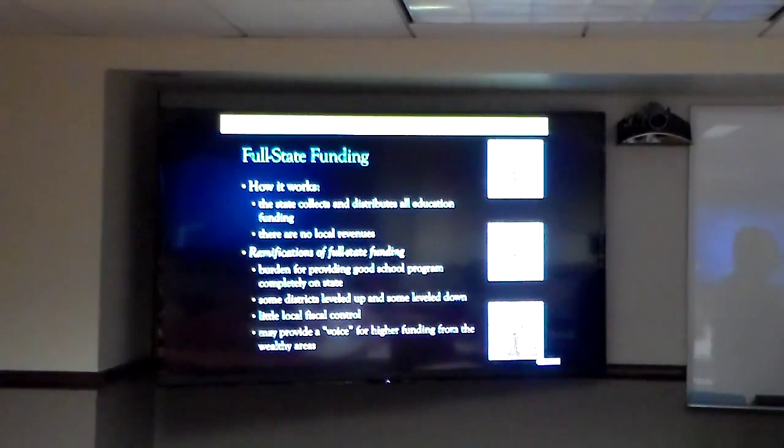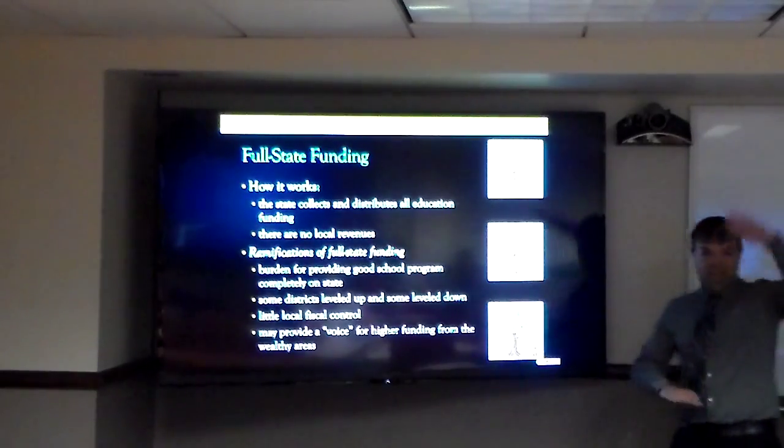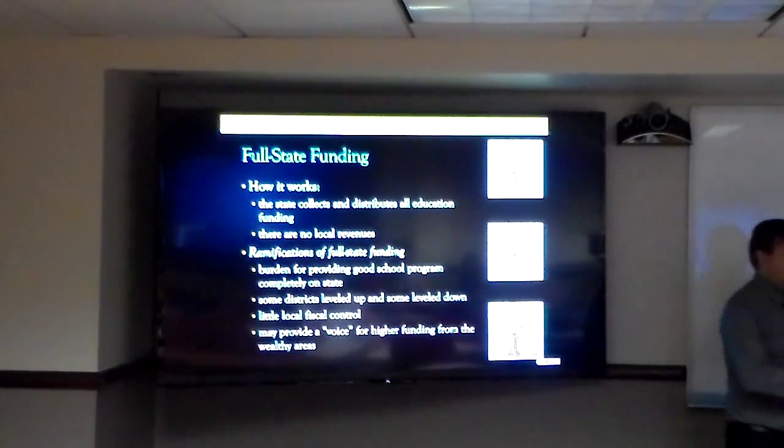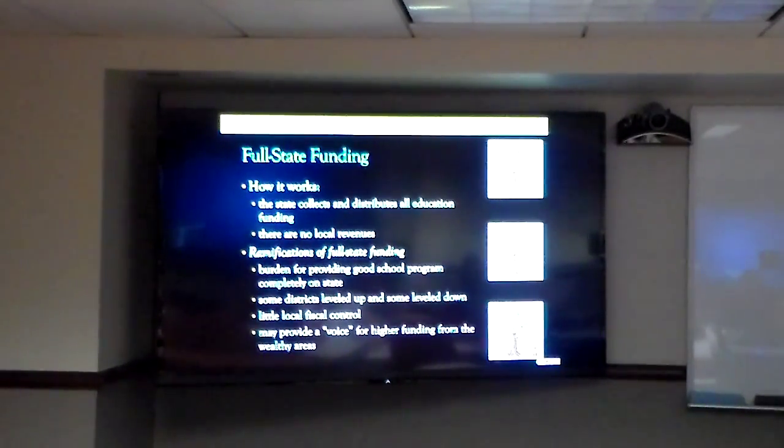And could it create equity? Yeah, but one of the problems when you raise up the low is that you push down the top. So how do you balance it? It's going to level up some districts and it's going to level down others. So you need to know that when you're looking at some of the stuff that's in this textbook.